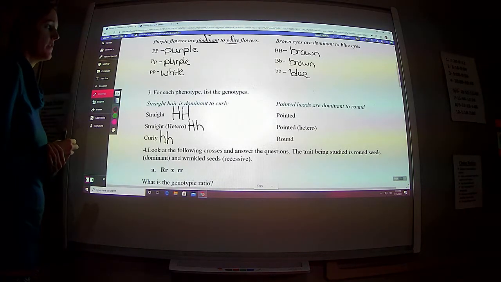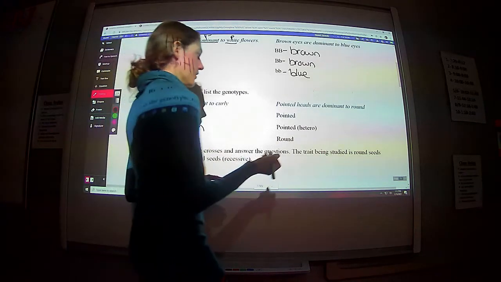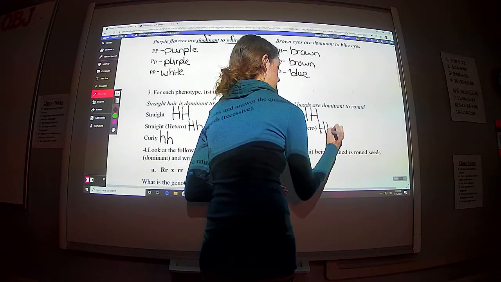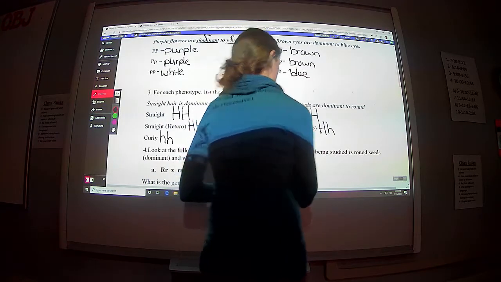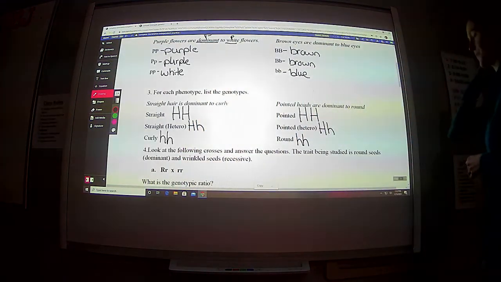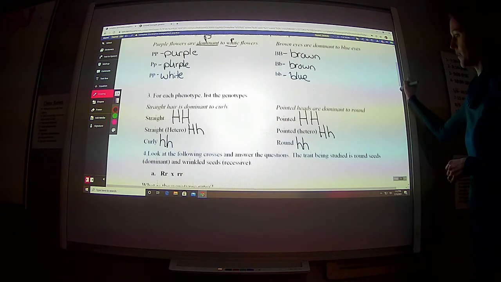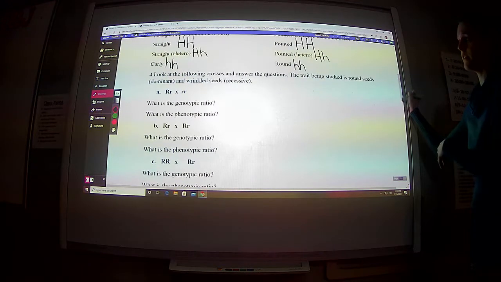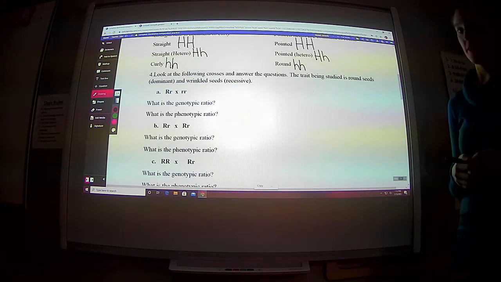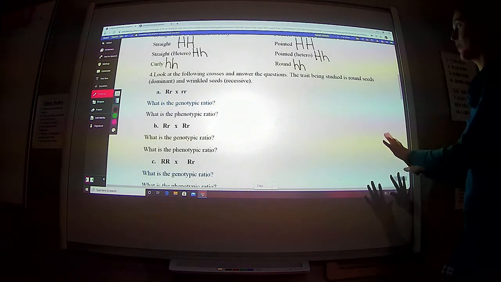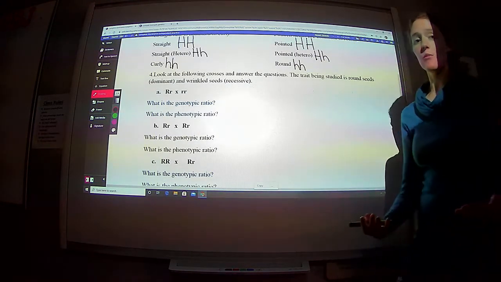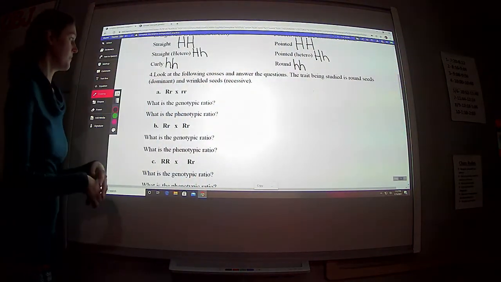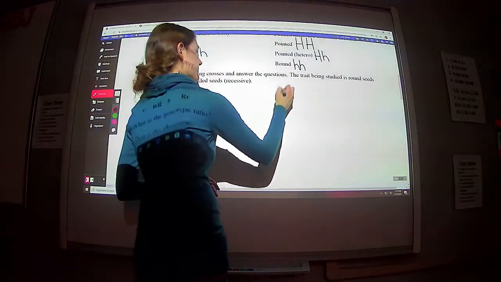Pointed heads are dominant to round heads. I'll just stick with the letter H again. Heterozygous, homozygous, recessive is going to be round. And now we're going to get into a couple of crosses here. So again, because you guys are learning online, I'm not having you work out the Punnett squares. I'm asking you to tell me the genotypic and phenotypic ratio. So you're not putting your work on here, but you're going to need to do the work in order to get the right answers. Unless you're really good at statistics and stuff, percentages, probability.